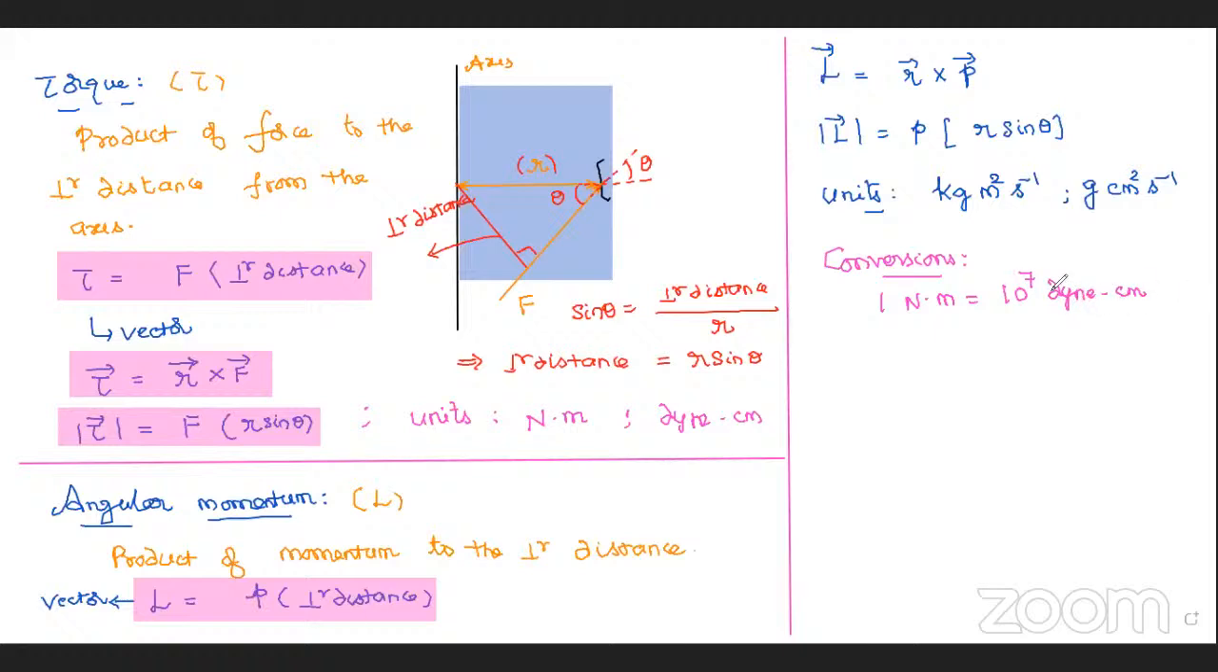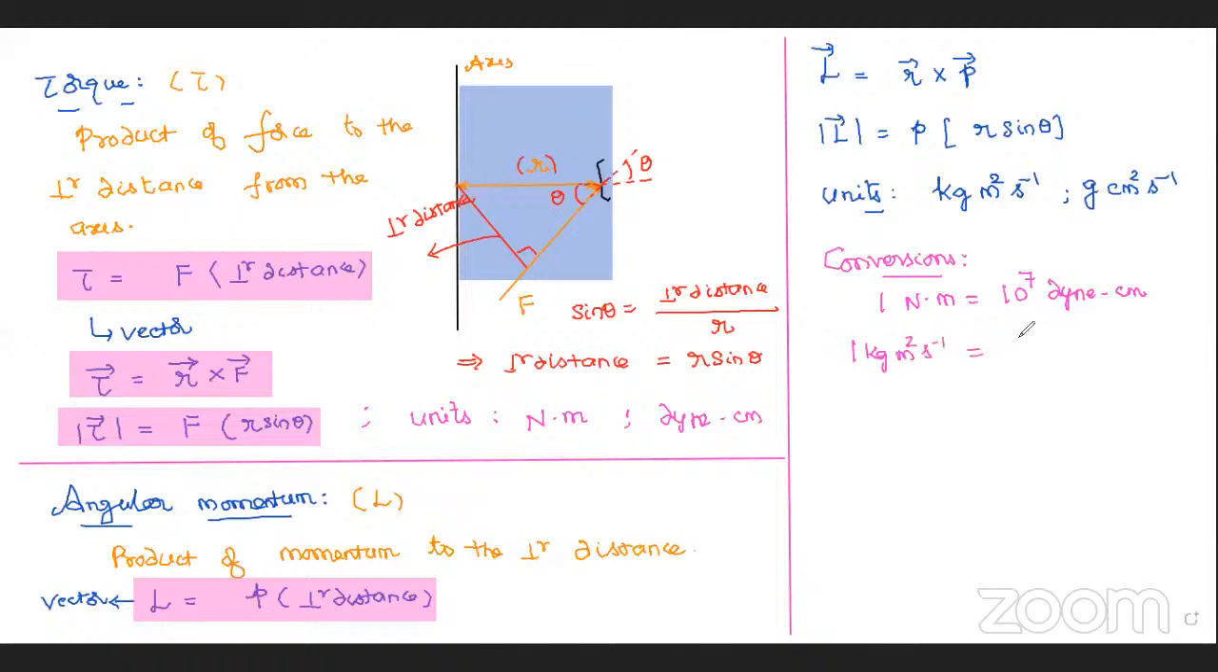Okay, right. That is Newton per meter. Every time I think you are taking it wrong. Newton into meter, not Newton per meter. Yes, you're right. And here, this is 1 kg meter square per second.